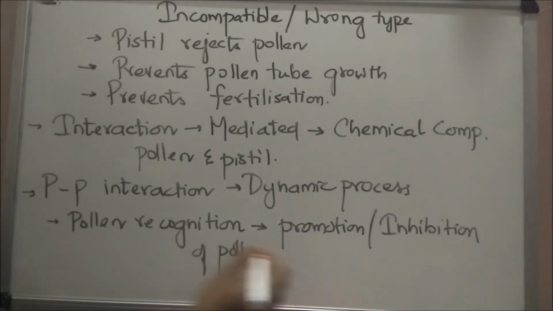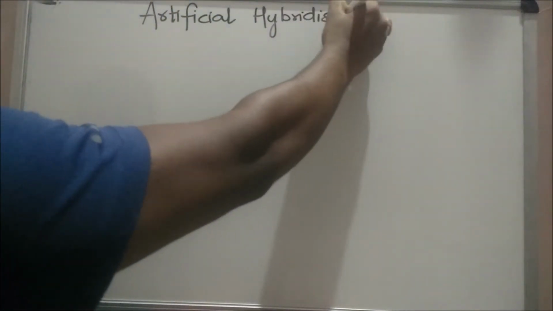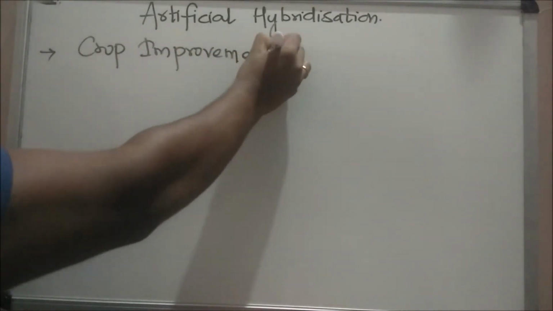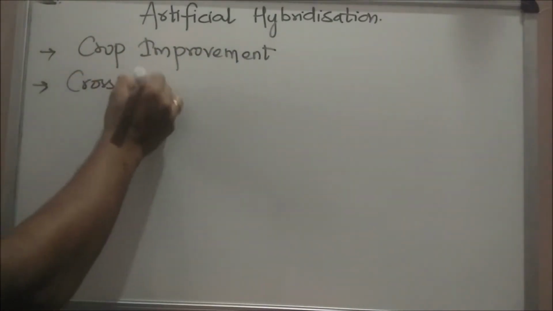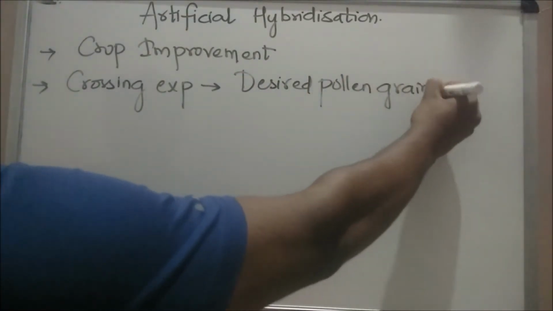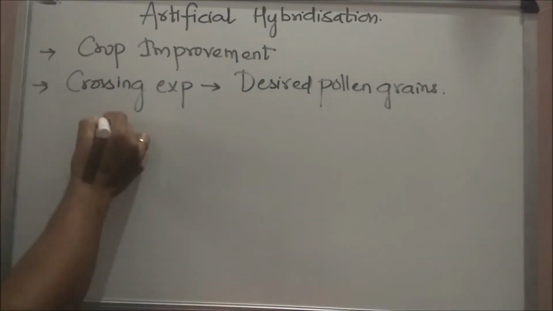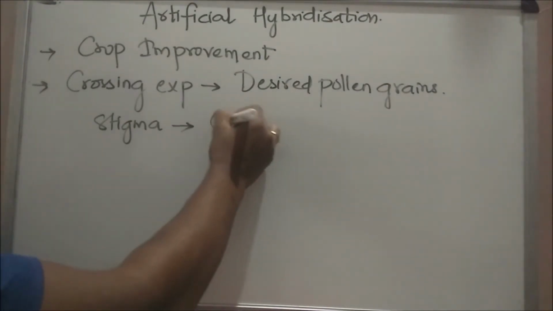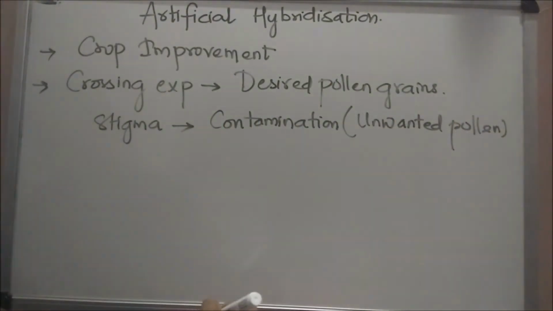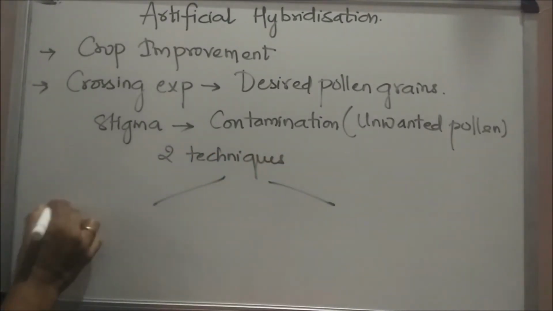Now let's discuss artificial hybridization. The major approach of this process is crop improvement programs. In such crossing experiments, it is important that only desired pollen grains are used for pollination and the stigma is protected from contamination, that is, unwanted pollen. It is protected by two techniques, emasculation and bagging.